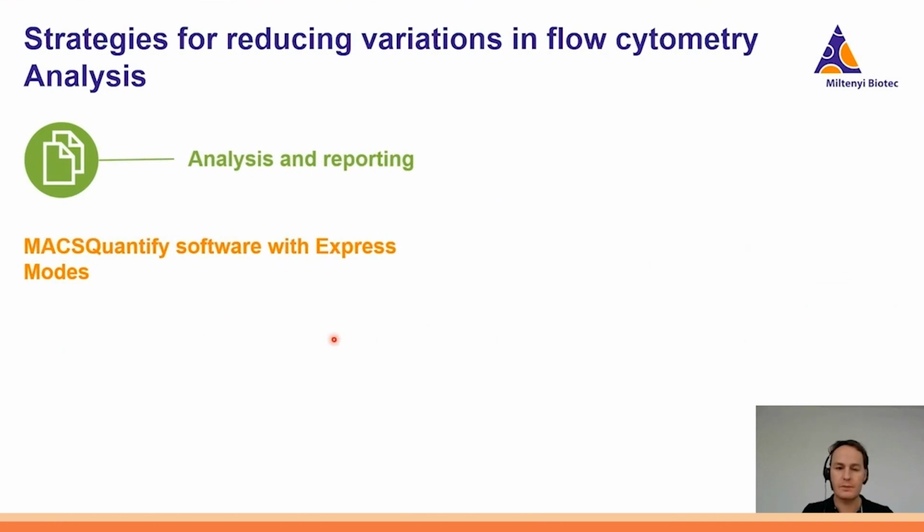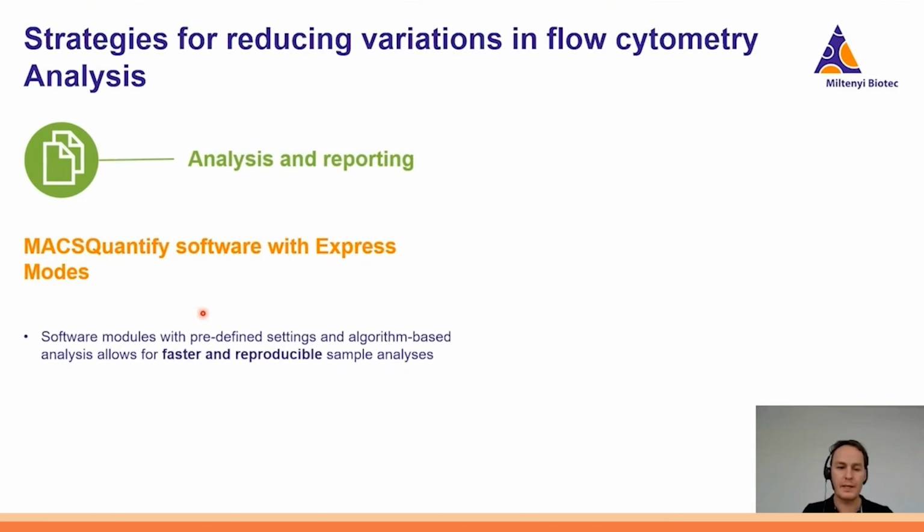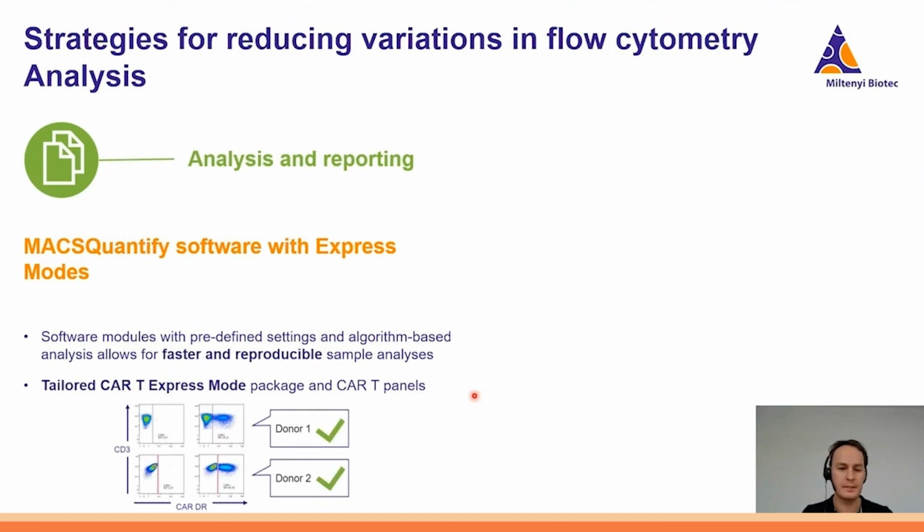And we would like to bring in the Express modes, which are add-on tools for the MACSQuantify software running on our flow cytometers. They bring, on the one hand, a predefined setting, but also an algorithm-based analysis, which allows for faster and reproducible sample analysis. Along with the CAR detection reagents, these Express packages are also tailored for CAR T-cell analysis. And as you can see here, this is the example from before, but now analyzed with these Express modes, where you can see, with an automatic gating adjustment, a correct gating of those two samples.